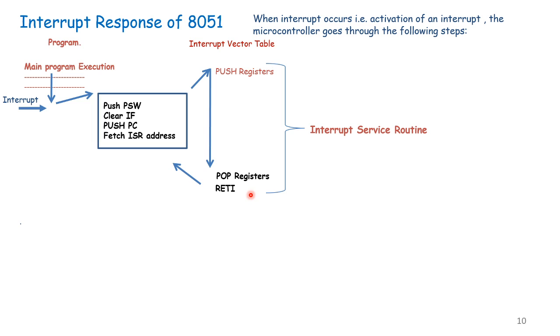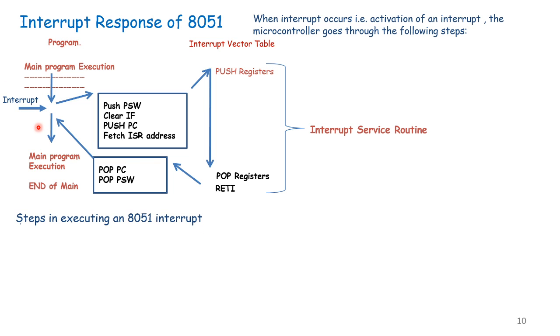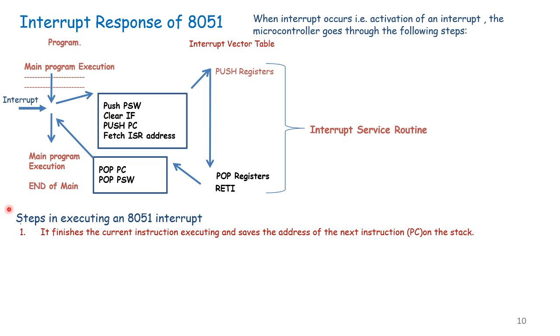After executing this IRET instruction, the microcontroller pops the PC first, then the PSW register, the flag register, and then goes back to main program execution, a restart. So these are the steps executed by the 8051 to attend the interrupt when an interrupt occurs. This is the first step: it finishes the current instruction execution and saves the address of the next instruction, the PC, on the stack. So this is stored in the first step.